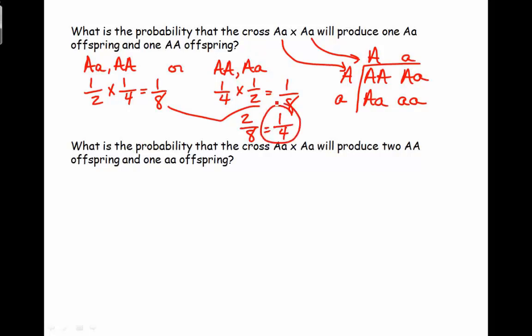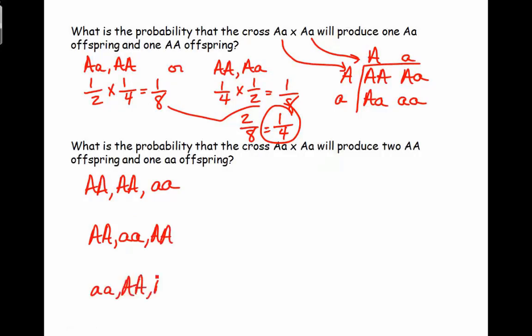If we look at the next one, we've got 3 offspring, and we want 2 that are big A, and 1 that is little a. Write all the orders out. Okay, so if we write out the different orders, that would be one order. We could have the little a in the middle, and little a could be the very first one that we have.